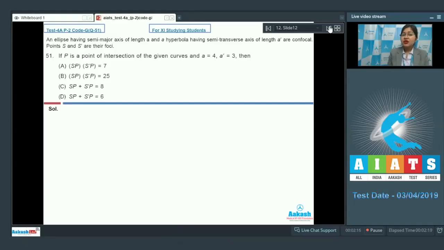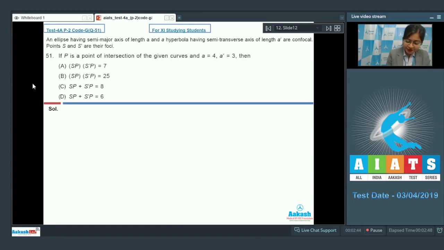Now next is a paragraph for question number 51, 52 and 53. It says that an ellipse having semi-major axis of length A and a hyperbola having semi-transverse axis of length A dash are confocal and points S and S dash are their foci. So let us solve it.